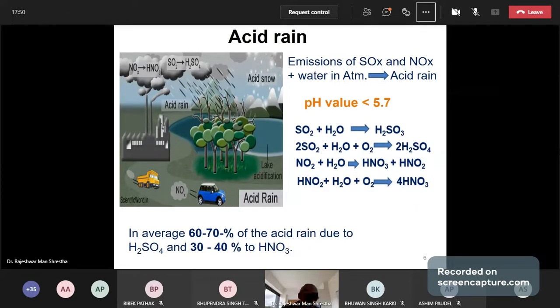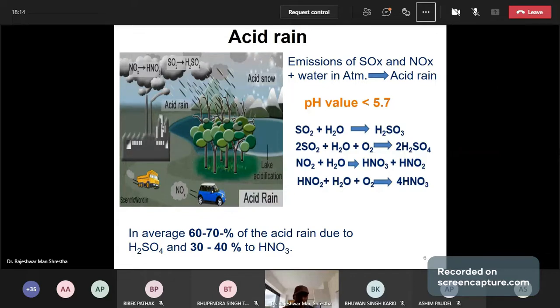And next, acid rain. Acid rain is caused by emission of oxides of sulfur and nitrogen. And when these oxides react with water molecules in the atmosphere, they form acid, and that acid will fall on the ground as acid rain that has a pH value less than 5.7. The reactions involved in acid rain are as follows.